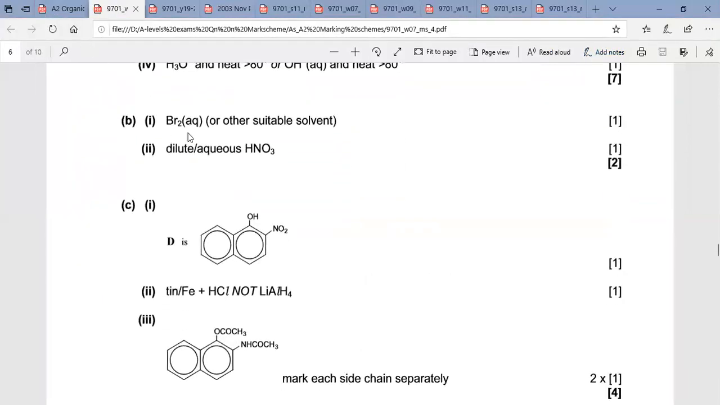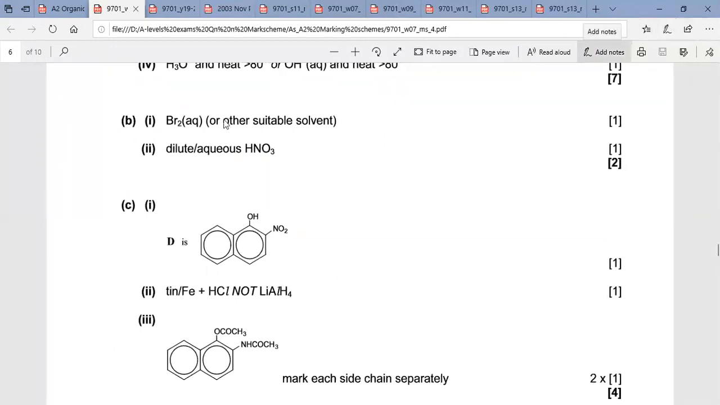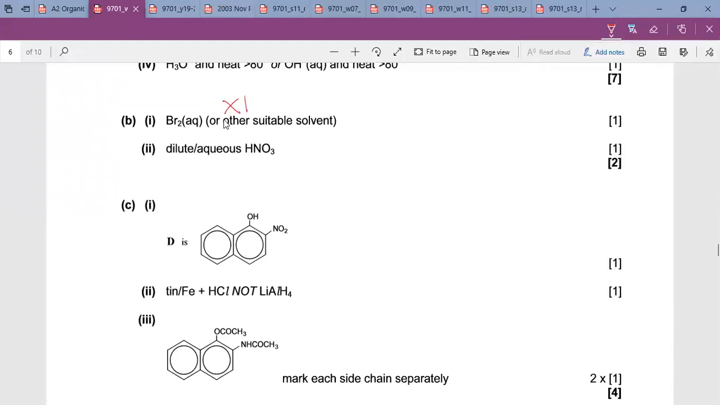Okay. Part B. Br2 aqueous. See now, no Fe, there's no FeBr3. Last time, if you don't put it, you get it wrong if you do it for a nuclear phase substitution. Now here, see, dilute, don't have H2SO4 concentrated. Don't have temperature of 55. That means at room temperature, RTP.